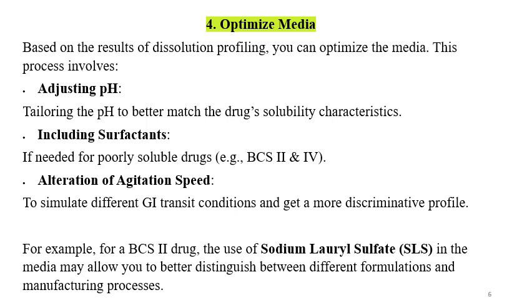Adjusting the pH, tailoring the pH to better match the drug solubility characteristics, including surfactants if needed. For poorly soluble drugs like BCS class 2 and 4, surfactants can be used. Alteration of the agitation speed, simulate different GI transition conditions and get more discriminative profile. For example, for BCS class 2 drug, the use of sodium lauryl sulfate, SLS, in the media may allow you to better distinguish between the different formulation and manufacturing processes.